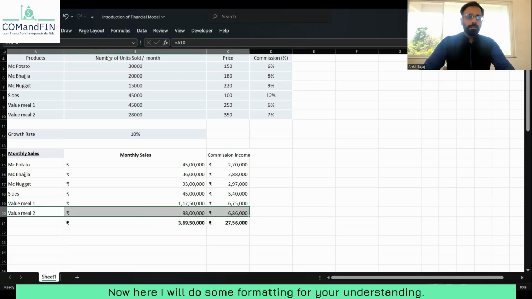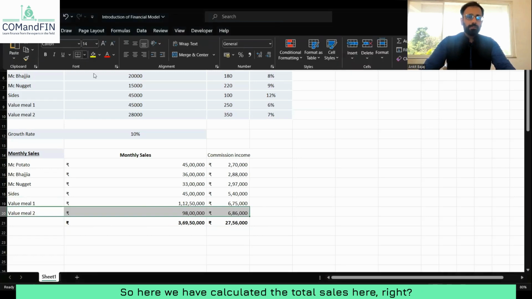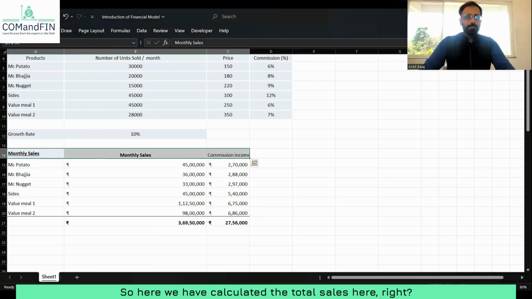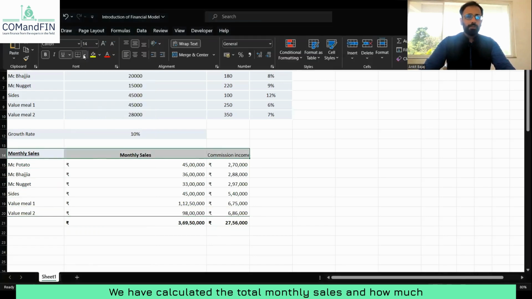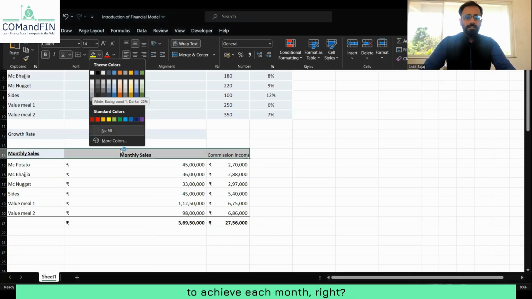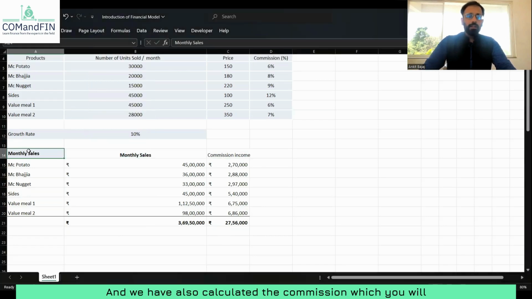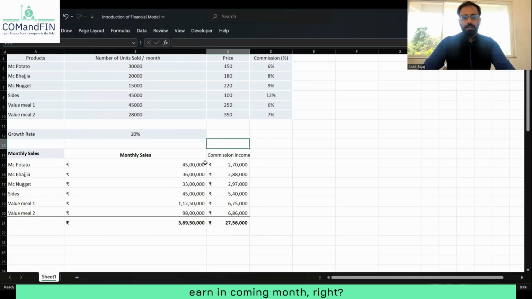Now here I will do some formatting for your understanding. So here we have calculated the total sales, then we have calculated the total monthly sales and how much monthly sales you will be able to achieve each month, right? And we have also calculated the commission which you will earn in the coming month. So this much commission you will earn.